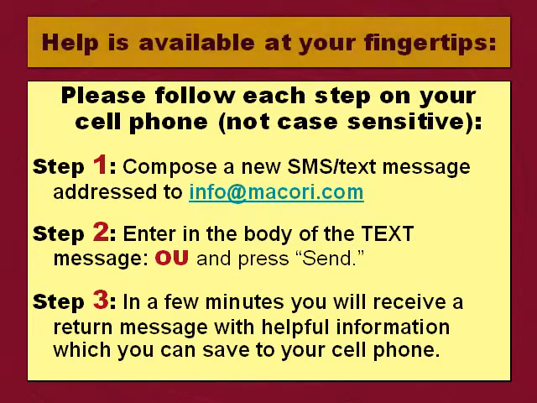Help is available at your fingertips. Hopefully everyone brought their cell phone today. If so, please follow each step on your cell phone. These steps are not case sensitive. Step 1. Compose a new SMS or text message addressed to info@macquarie.com. Step 2. Enter in the body of the text message as shown in Step 2 and press Send. Step 3. In a few minutes you will receive a return message with helpful information which you can save to your cell phone.